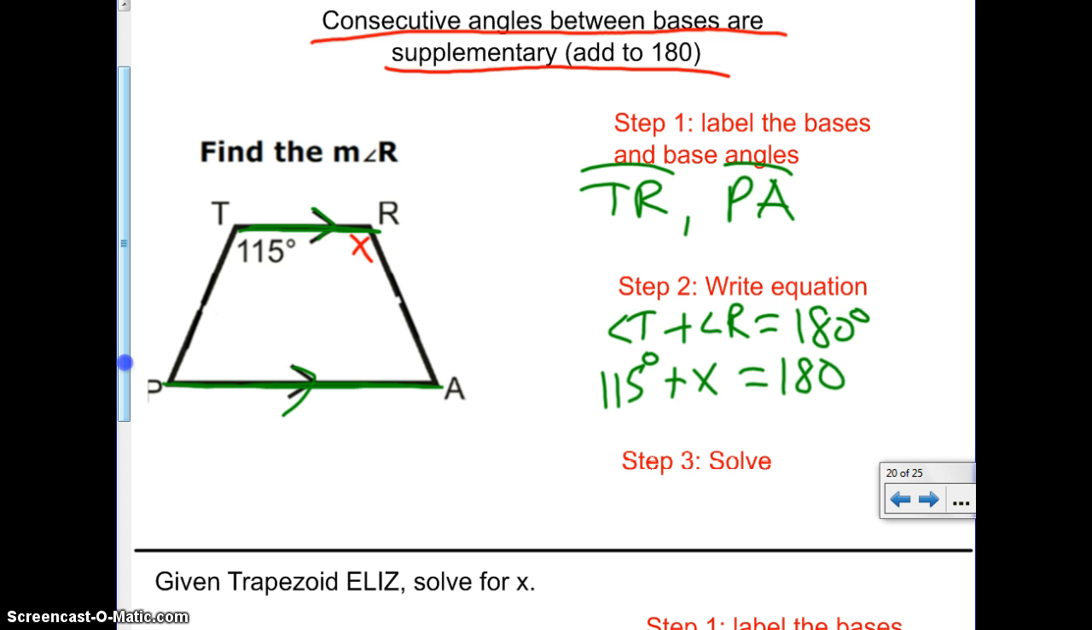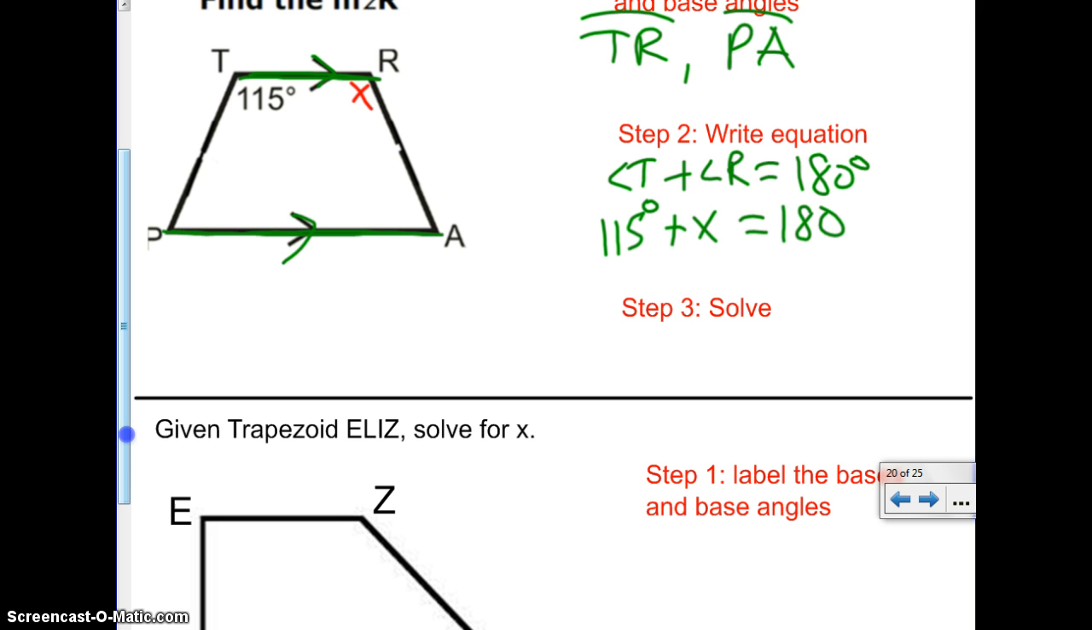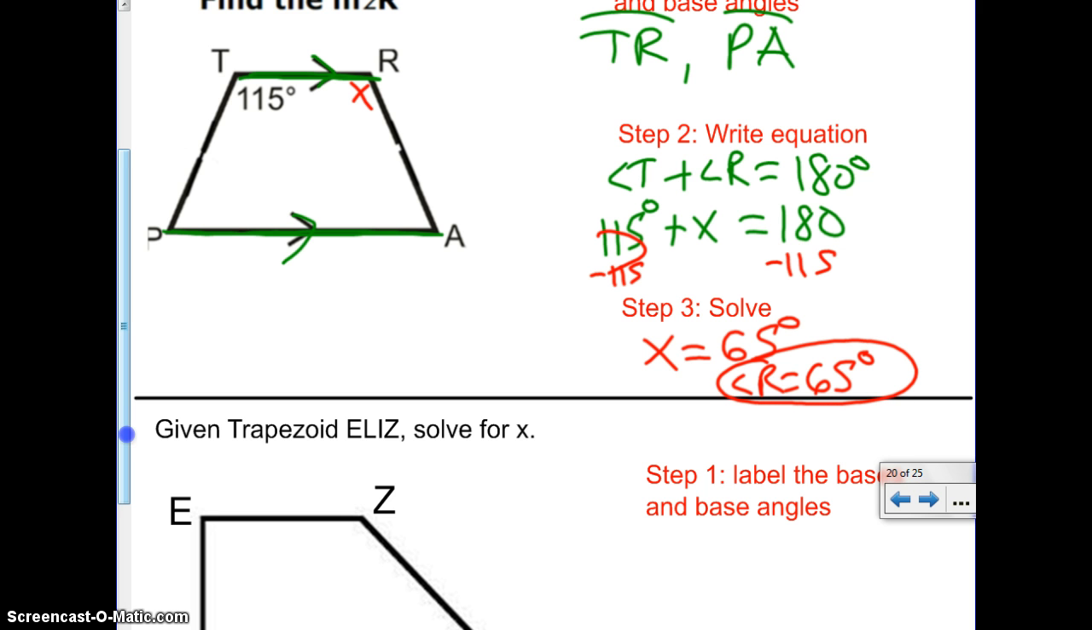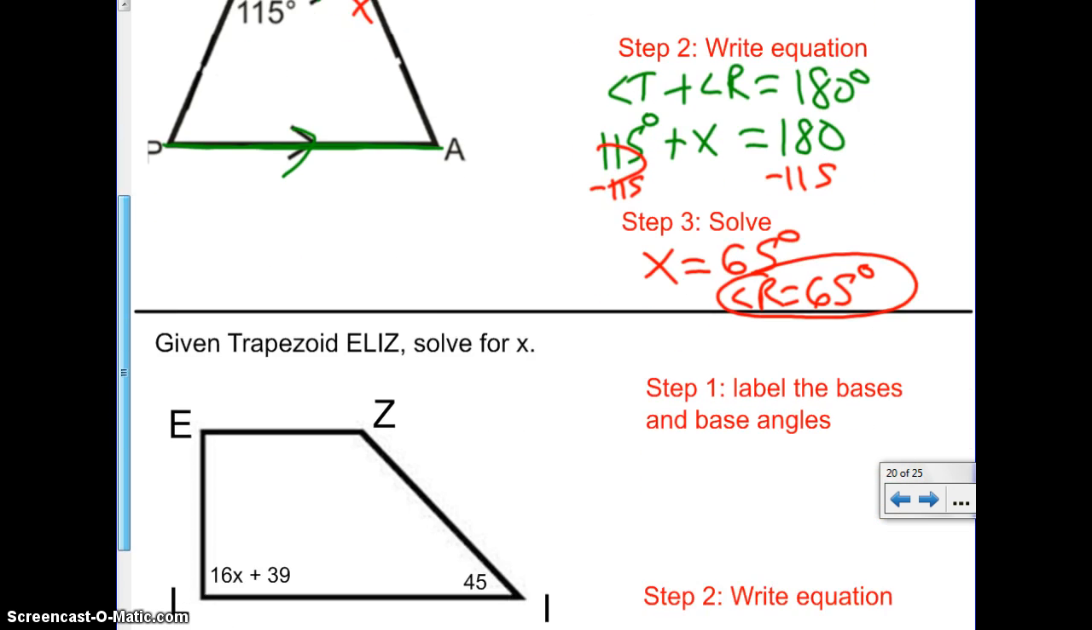There's your equation. And step 3 is always to solve. So we'll take 115 away from each side, and we're going to get X equals 65. Which in this case means angle R equals 65 degrees. So you can see that's why we had you go through labeling the bases and all that, because if you're able to do that, the problems actually end up being pretty easy.